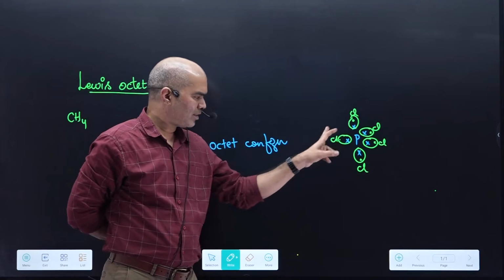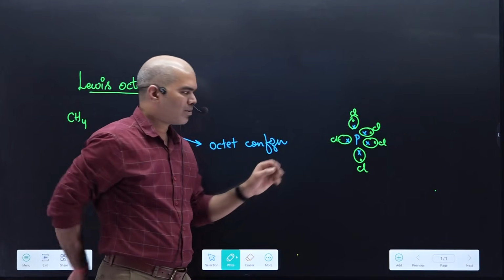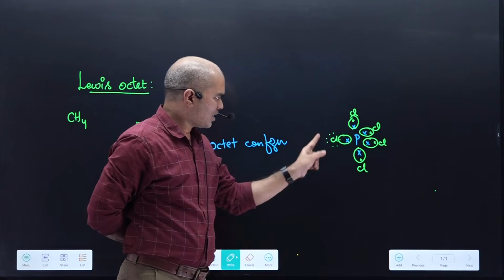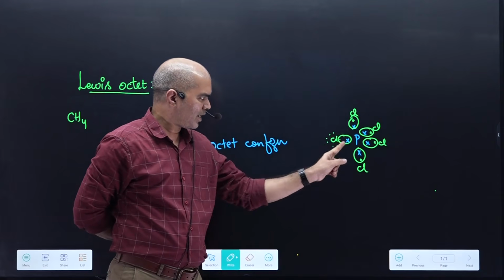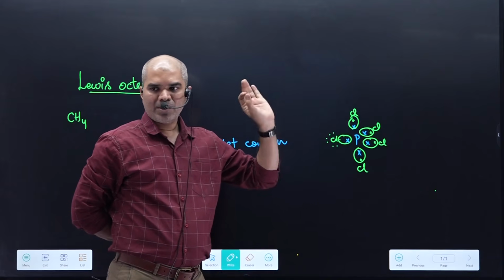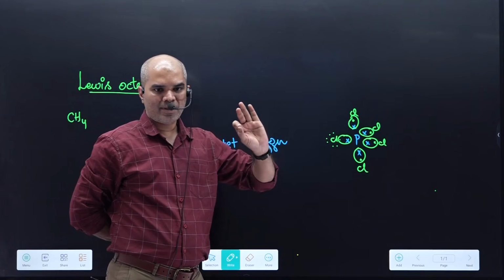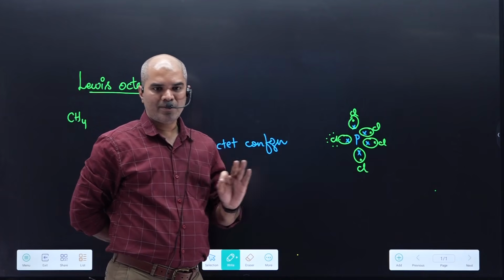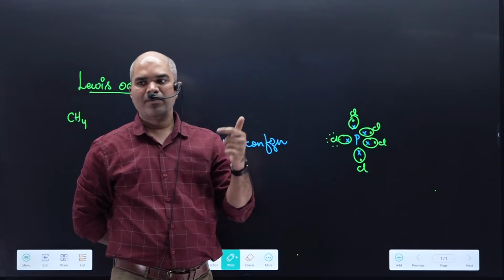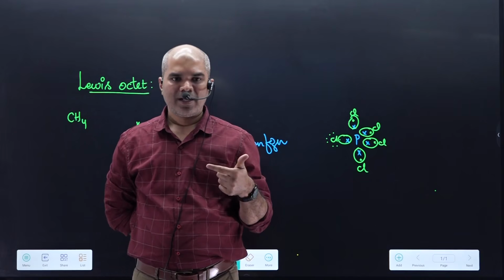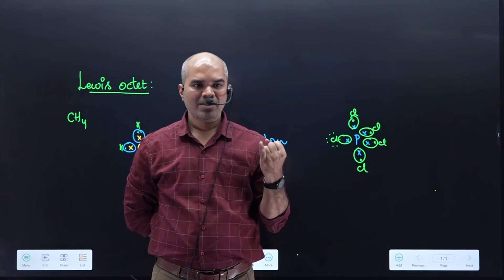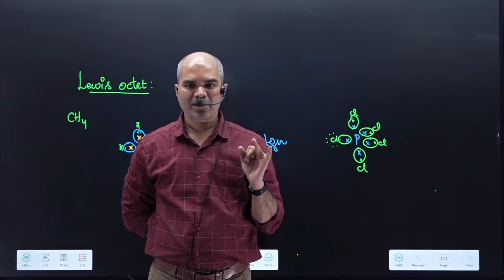But chlorine is obeying that octet. Chlorine has 7 valence electrons, plus 1 coming from phosphorus makes 8. It is obeying the octet, but phosphorus is not obeying the octet. So the Lewis octet concept is not successful, and it could not explain the structures of several compounds or molecules. So for that reason we went on to the next theory, which is the most important theory for our concept. That theory is called valence shell electron pair repulsion theory.